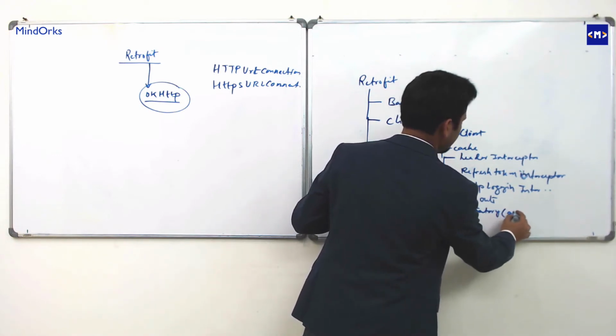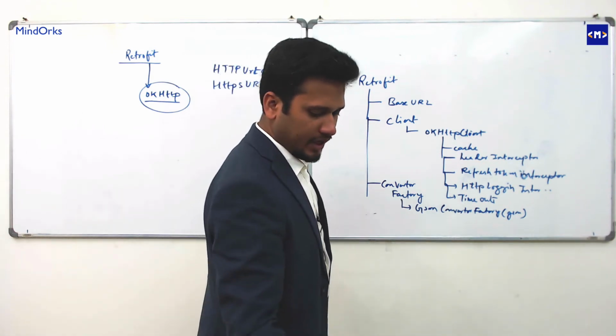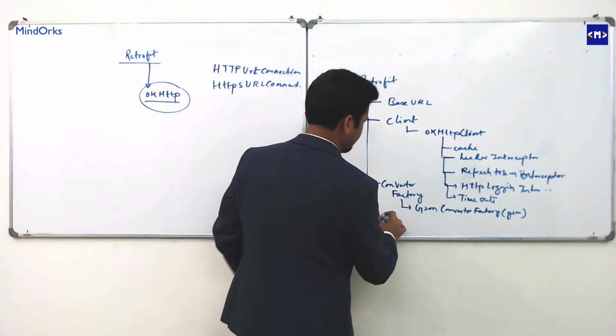and pass a new instance of our JSON. Okay, and then we have the call adapter factory.